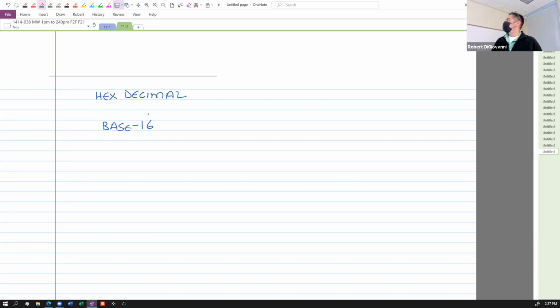In a base 16 number system, how many different digits can you have? 16, right? Because in base 10, you had 10. For base 10, they were 0 through 9. For base 2, it's only 0 and 1. Here we have 16 of them. So we have 0, 1, 2, 3, all the way till I get to 9. But once I get to 9, I can't say 10 because 10 is just a combination of a 1 and a 0.